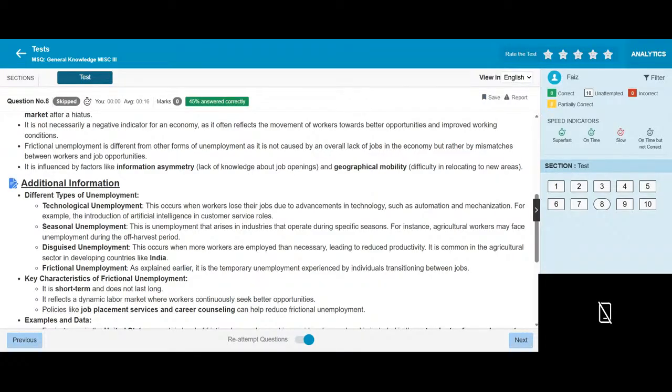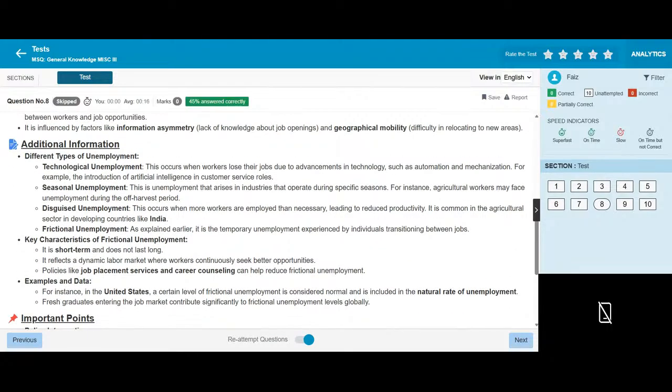Frictional unemployment is different from other forms of unemployment as it is not caused by an overall lack of jobs in the economy but rather by mismatches between workers and job opportunity. It is influenced by factors like information asymmetry, lack of knowledge about job openings, and geographical mobility, difficulty in relocating to new areas.